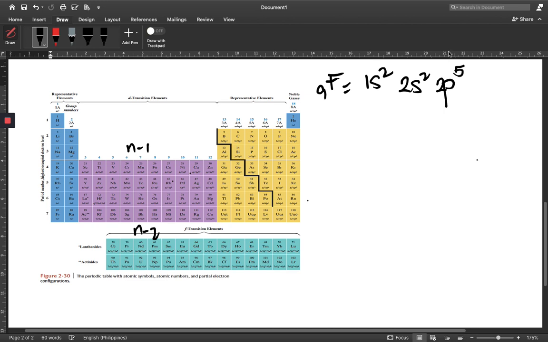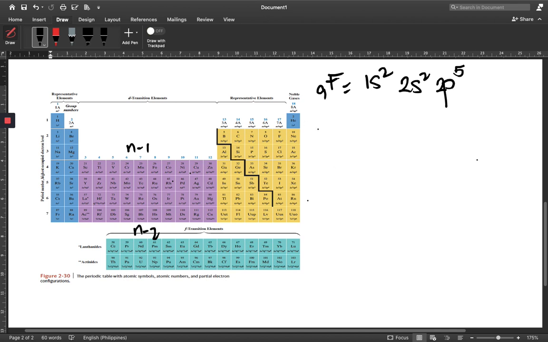How do we know that our electron configuration is correct? We just look at the number of electrons present in each orbital, and we make sure that their sum is the same as the atomic number here. So this is 2 plus 2 plus 5, which is equal to 9. So they're the same. Therefore, we got the correct electron configuration for fluorine.